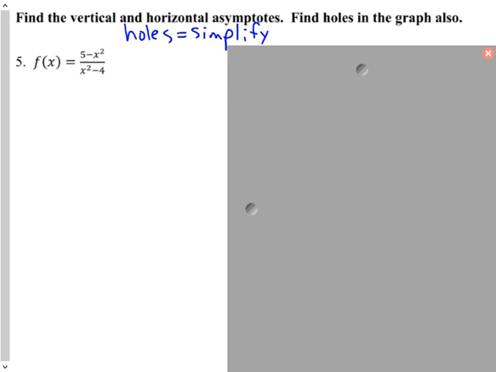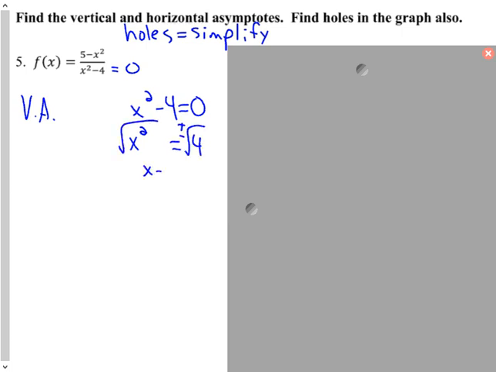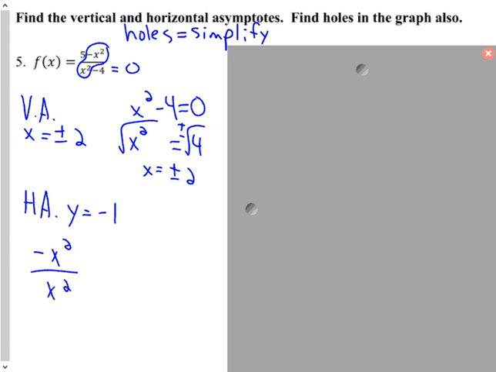But vertical and horizontal. So VA, vertical asymptote, denominator equals 0. x squared minus 4 is 0. x squared equals 4 by adding 4 to each side. Square root and add our plus or minus. x is plus or minus 2. So let's write that. And then checking our horizontal asymptote, I get y equals negative 1. Now, where did that come from? We've got negative x squared, positive x squared, our leading degrees. The x squareds cancel each other out, and we get negative 1.